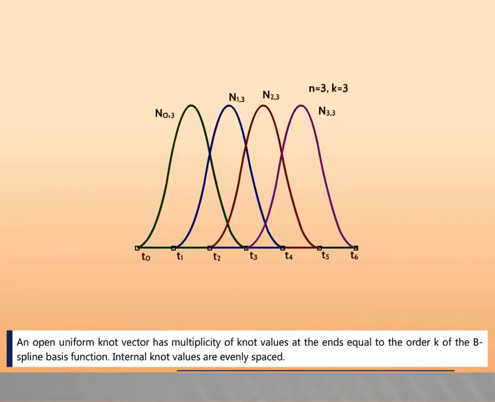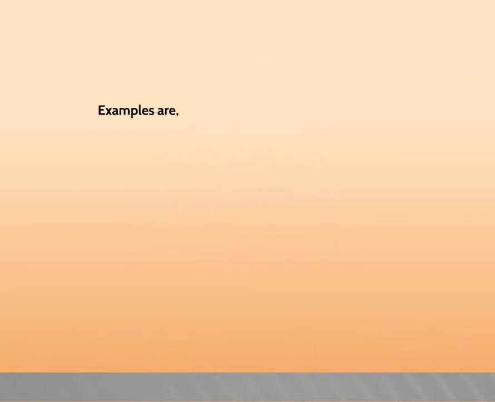An open uniform knot vector has multiplicity of knot values at the ends equal to the order k of the B-spline basis function. Internal knot values are evenly spaced. Examples are: k equal to 2: 0, 0, 1, 2, 3, 3. K equal to 3: 0, 0, 0, 1, 2, 3, 3, 3. K equal to 4: 0, 0, 0, 0, 1, 2, 2, 2, 2.